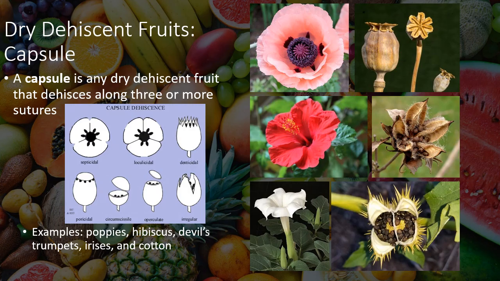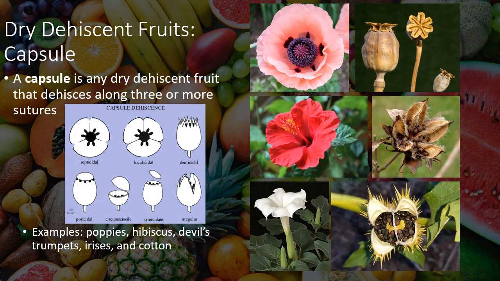Our second two pictures in the middle are of hibiscus. We've got this beautiful red hibiscus flower, and next to it, the mature dehisced fruit. And we can see the septa, or the walls that were dividing the inside of the fruit, are intact. The locules themselves actually split open. So we would say that hibiscus has a loculicidal capsule.